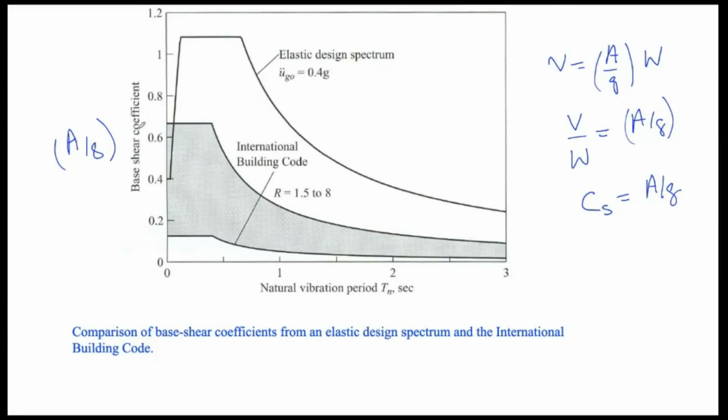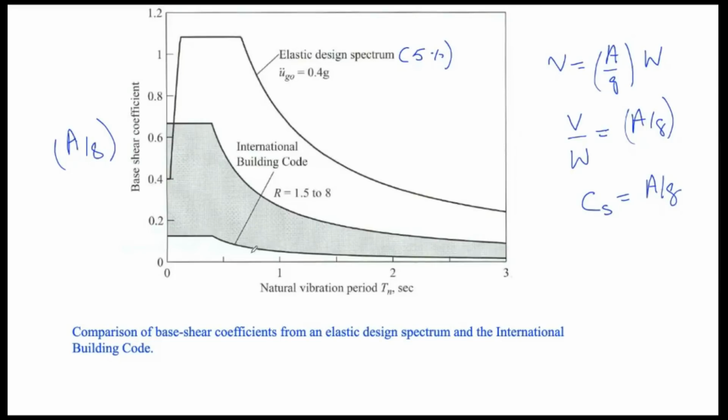Now, if you look at the elastic spectrum here, you will see that the acceleration, again the elastic design spectrum, is also in terms of G. So these can be directly compared with the base shear coefficient. And you can see that these elastic design acceleration values, and remember that these are for the linear elastic 5% damping, are always higher than these base shear coefficients.